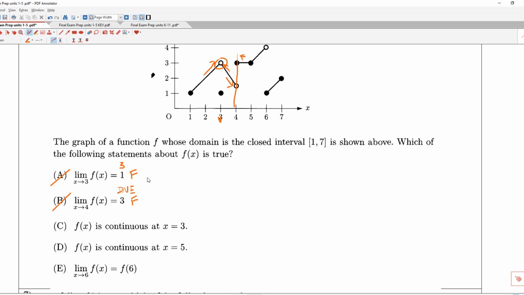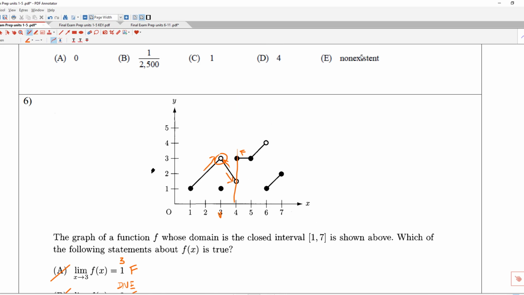C, f of x is continuous. Okay, what is the definition of continuous? So let me write that up here. To be continuous, it means you have none of the following. None of these four things, right? So you have none of holes, gaps, endpoints, and vertical asymptotes. I guess I should make that capital. Endpoints and vertical asymptotes.